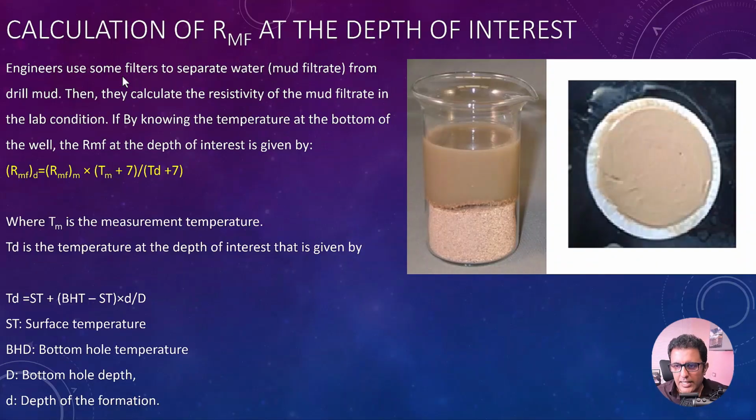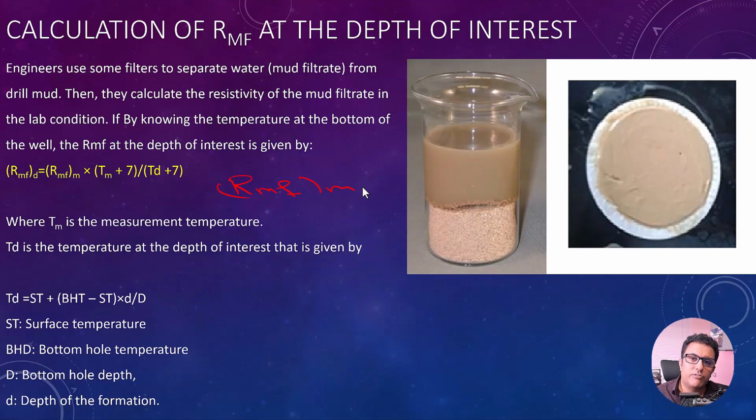Okay, guys. So now I'm going to explain how, first of all, we measure RMF. In the lab, it is easy to calculate RMF. There are some filters to separate mud filtrate from the mud. So assume that we have a sample of the real mud, and then in the lab, we separate the mud filtrate using a filter, and then using the mud filtrate sample that we have, we measure its resistivity. We call that measured resistivity RMFM.